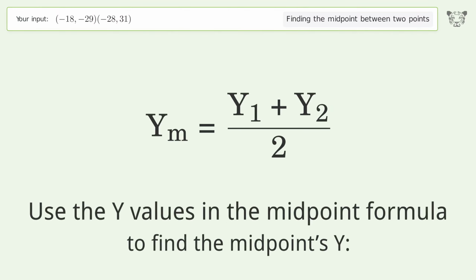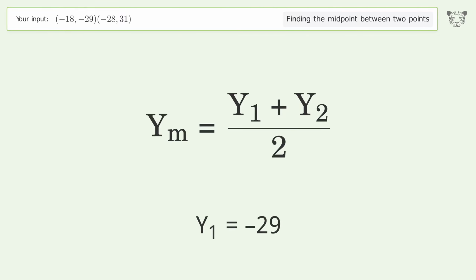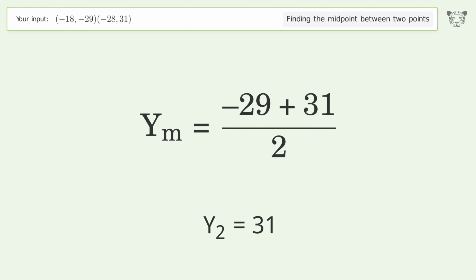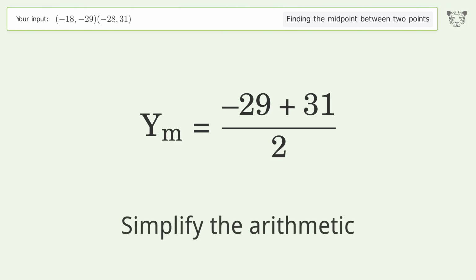Use the y values in the midpoint formula to find the midpoint's y. y1 equals negative 29. y2 equals 31. Simplify the arithmetic.